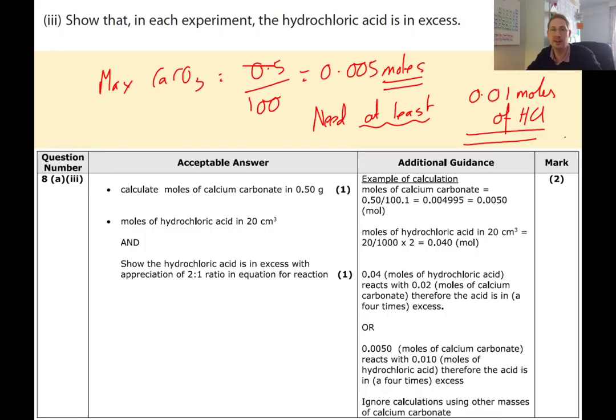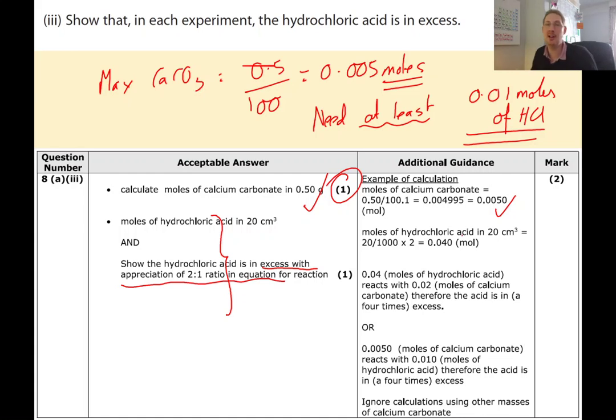Okay, so you did have to take the ratio into account for full marks here. So let's have a look. Calculate the moles of calcium carbonate in 0.5 grams for 1 mark. You should have been able to do that, no problems whatsoever. But then for the second mark, you had to show the number of moles of hydrochloric acid in 20 centimeters cubed and show it is in excess with appreciation of the 2-to-1 ratio in the equation. And a lot of people didn't do that.